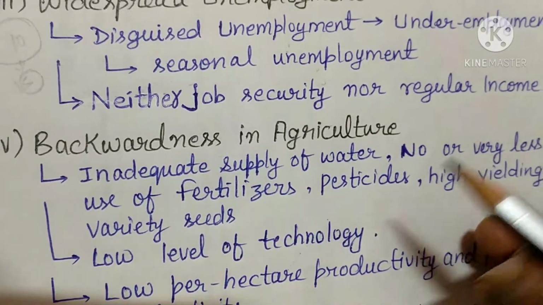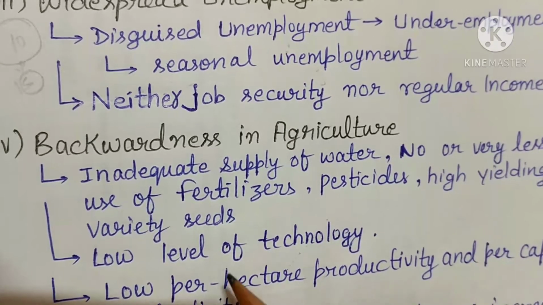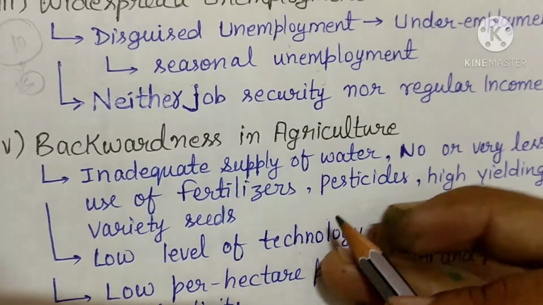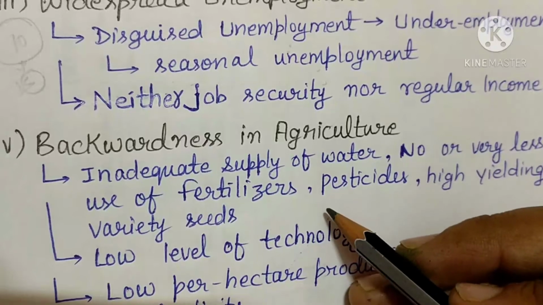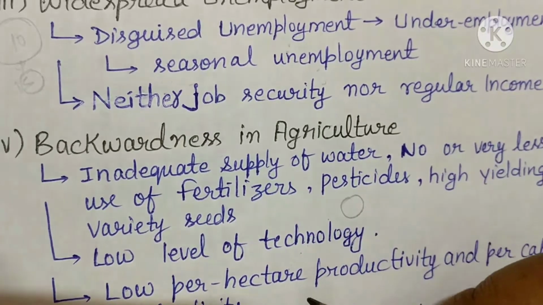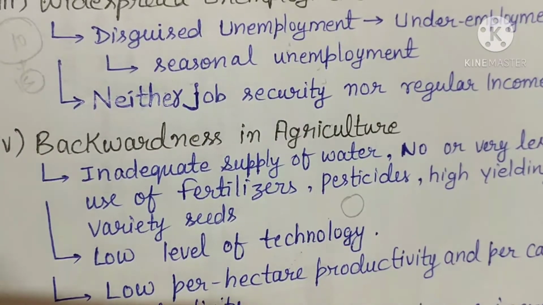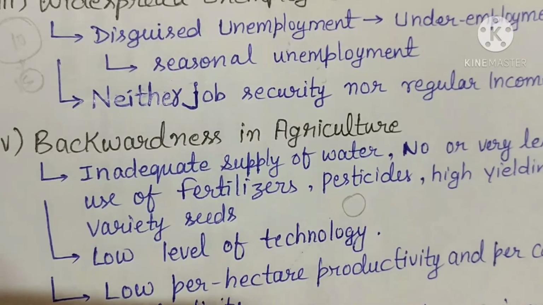Even we are not using pesticides. Even we are not using high yielding variety seeds. High yielding variety seeds are those seeds which can give us more fruitful results in less part of land. So we are not using this type of varieties of seeds.